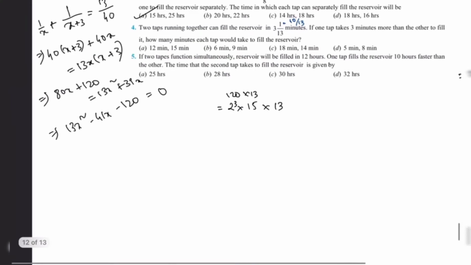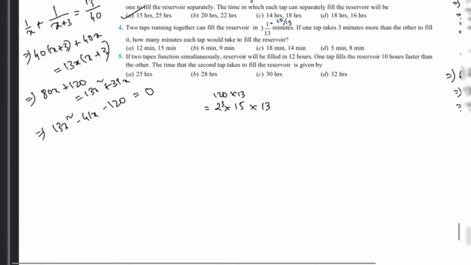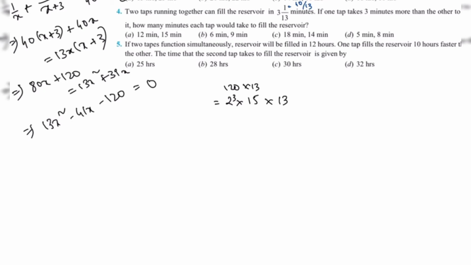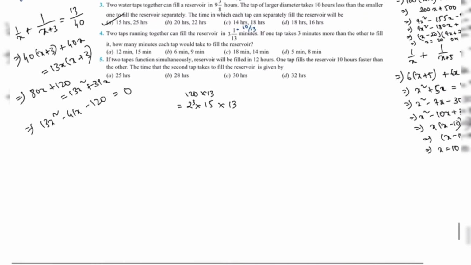Okay, we could have, but for a moment, just let's check the calculations. We have 13x square, then we have 39x. It's 3 minutes more, right? Yeah. Okay. We are correct about this part. So this is 80x, this is 120, 39 and 41 is 80. So yes, we are correct in our calculations.